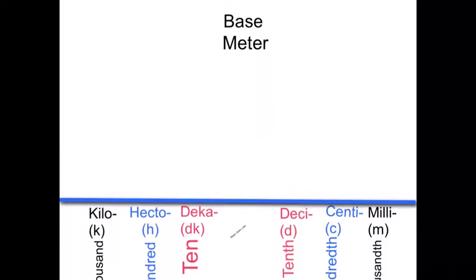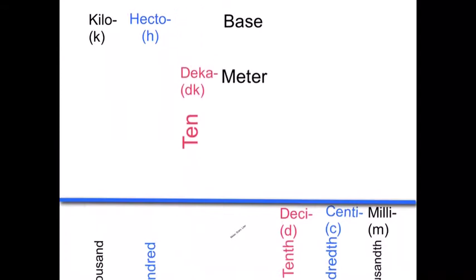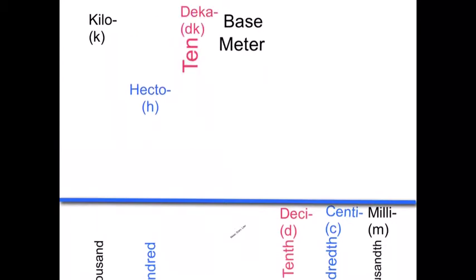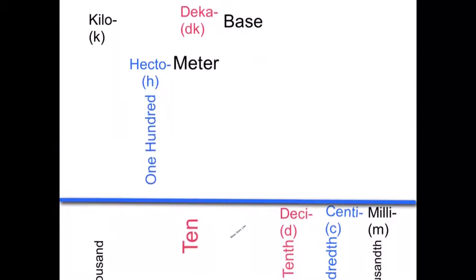There are 3 prefixes to the left of the base that make it bigger, and 3 to the right that make it smaller. The 3 to the left are deca, hecto, and kilo. Kilo is abbreviated with a lowercase k, hecto with a lowercase h, and deca with a lowercase dk. Deca simply means 10. So, if I have a decameter, that means I have 10 meters. Hecto means 100. So, if I have a hectometer, that means I have 100 meters.